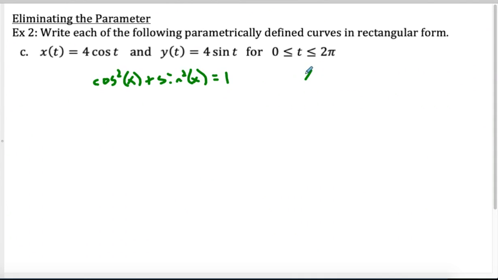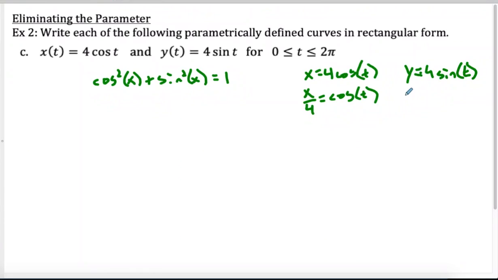So when I do that, if I've got x equals 4 cosine of t, well, I would just divide by 4 and get x over 4 equals cosine of t. Very similar for y, right? If I've got y equals 4 sine of t, and I just divide both sides by 4, we would have y over 4 equals sine of t. Okay, so then what I can do, I guess actually I should have used t as my variable here instead of x.